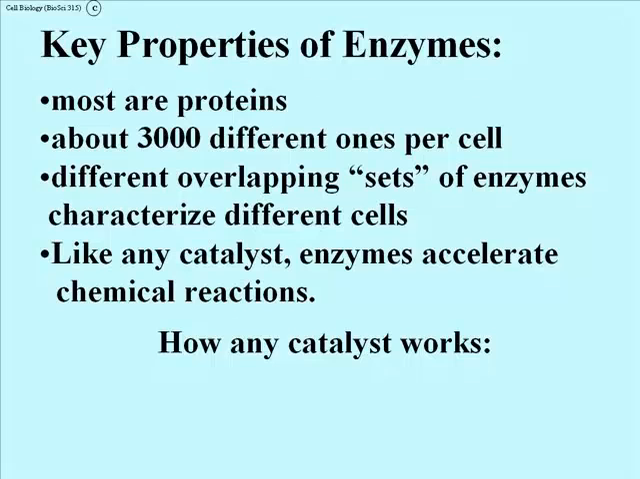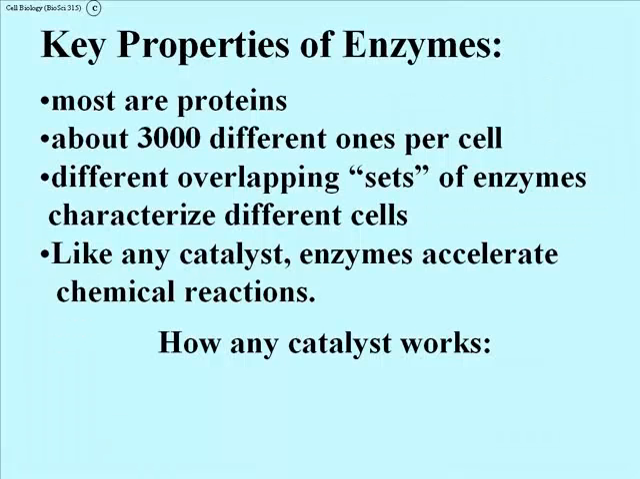There are about 3,000 different enzymes per cell. That means that cells will have overlapping sets of enzymes. In other words, one cell won't have 3,000 enzymes and another cell has 3,000 totally different ones. They're simply overlapping sets of enzymes, and these characterize the different cells with their different functions.